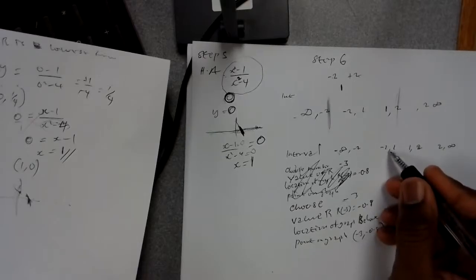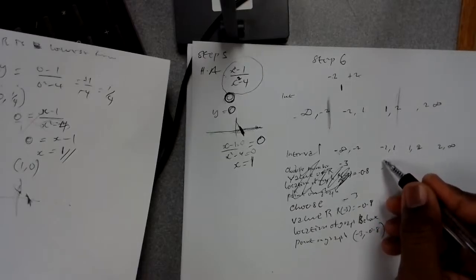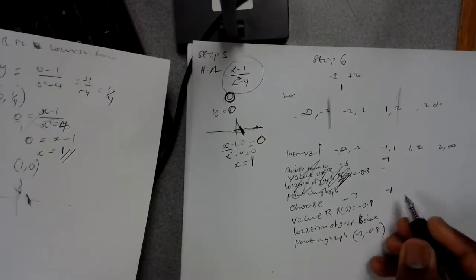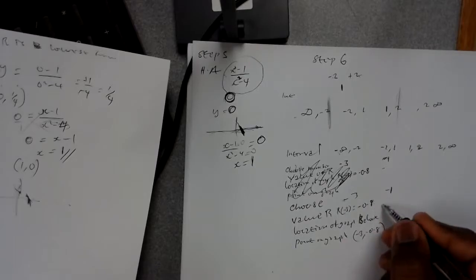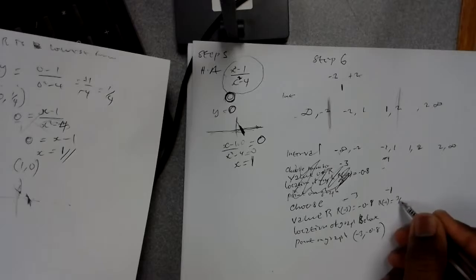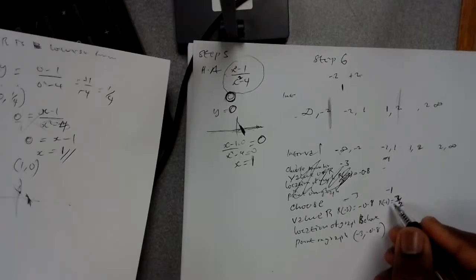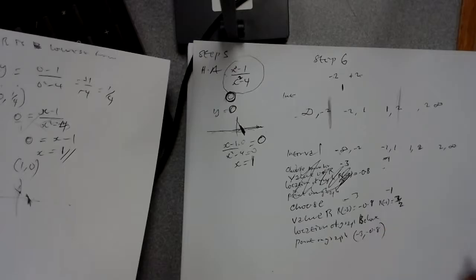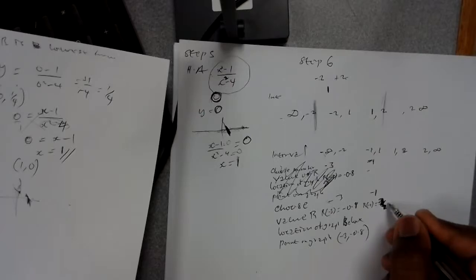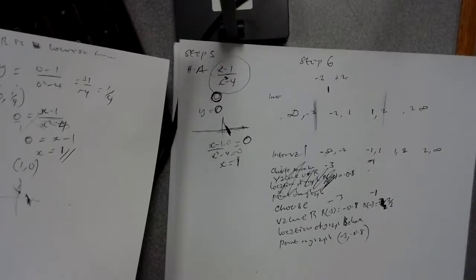So here we go to the second interval. We choose any number. That one, the number is -1. If you put -1 into R, the result is... it's 3 over 2. No, it's not 3 over 2, it's 2 over 3. I'm writing the wrong stuff. It's going to be 2 over 3.